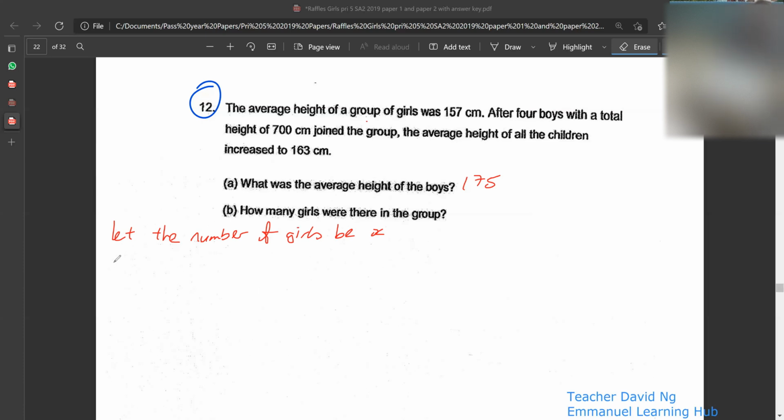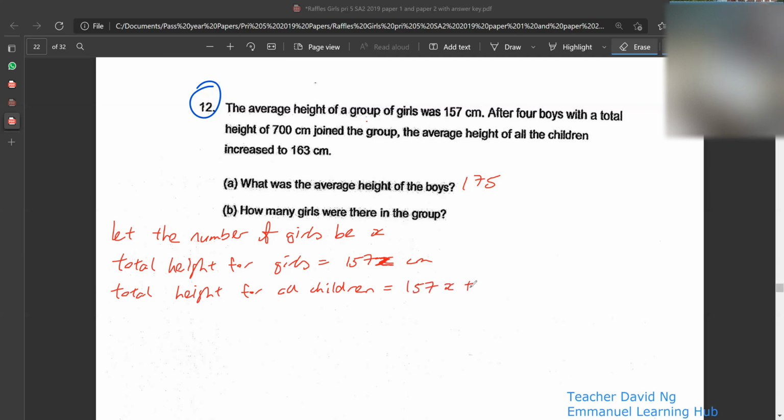So total height for girls would be? Total height for girls. Do you understand? Okay, total height for all children. Can you understand why? Okay, total number of children: 4 plus X, because 4 boys plus X number of girls.